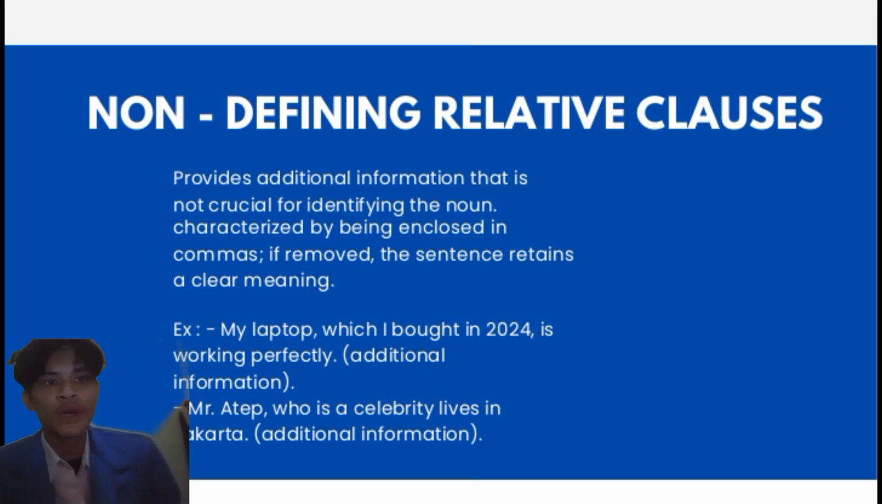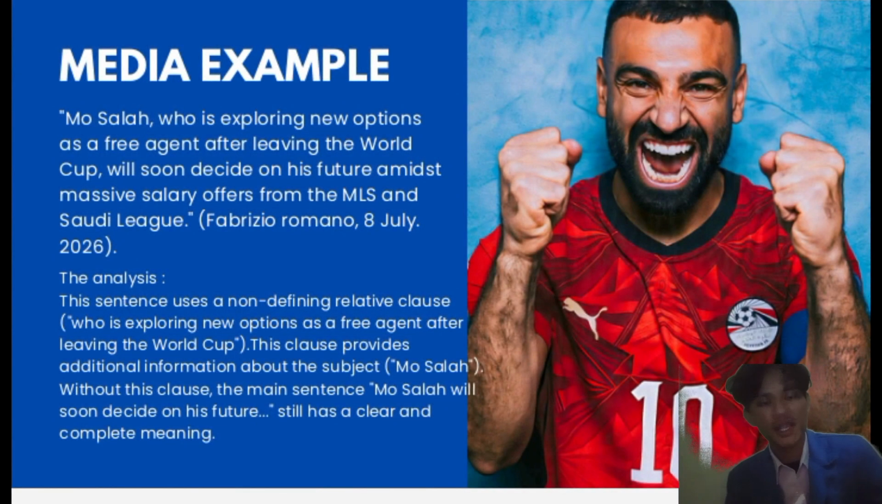Examples: my laptop, which I bought in 2024, is working perfectly. It's just additional information. Like: Mr. Atep, who is a celebrity, lives in Jakarta. Just additional information. This is the media example that I got from Fabrizio Romano on 8 July 2026.